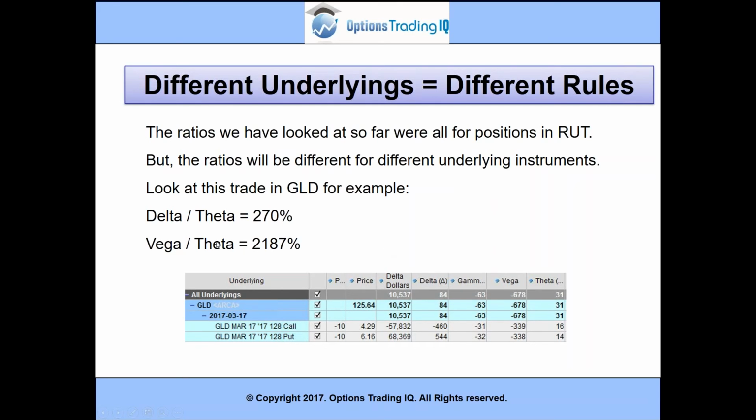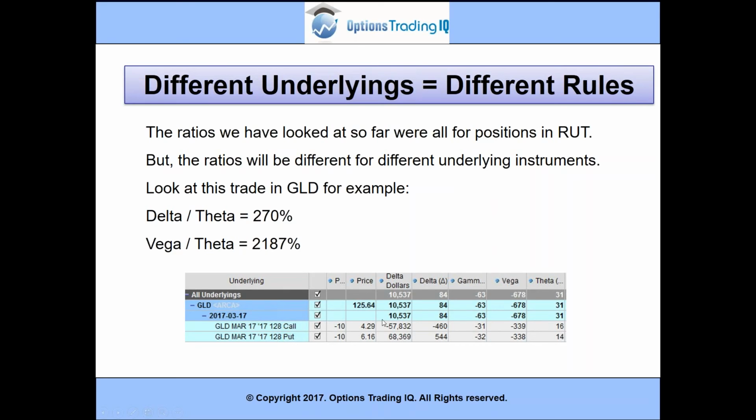And the Vega Theta ratio, you've got 2,187%, massive. So 678 over 31, over 2,000%. But you know what? Maybe that's okay with this trade. So different strategies, different underlyings, you're going to have different rules for these ratios, okay? And I can't give you rules for every single possible strategy and every single possible instrument. It's something that you have to figure out for yourself. You can start with what I'm telling you as a guide for a typical 30-day Russell condor, and then you can develop your rules depending on what strategies you trade and what instruments you trade, okay?